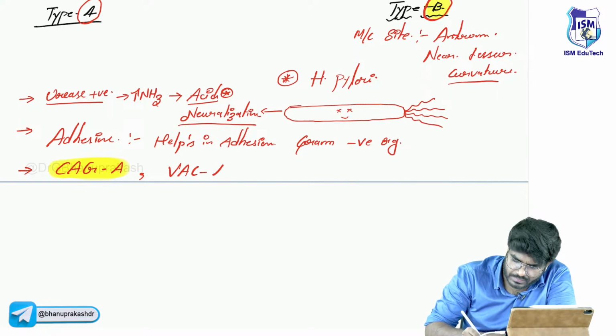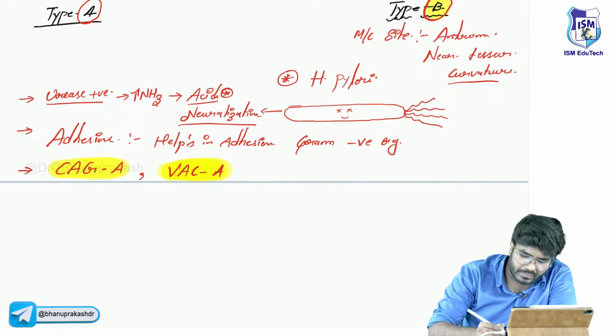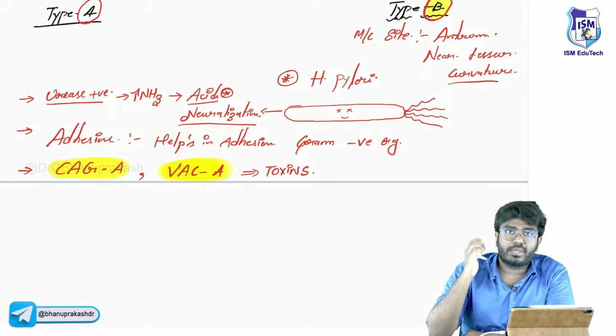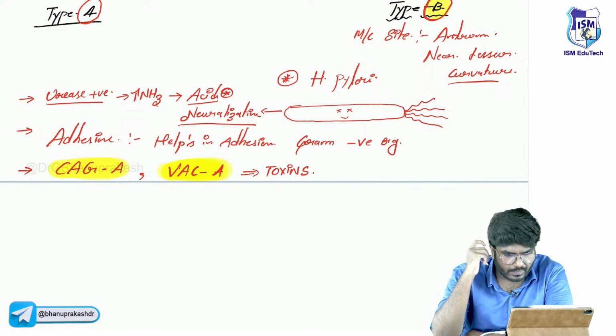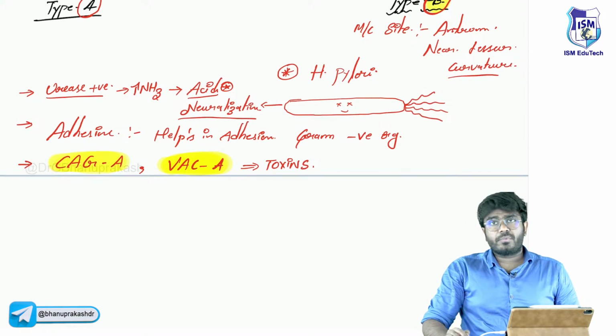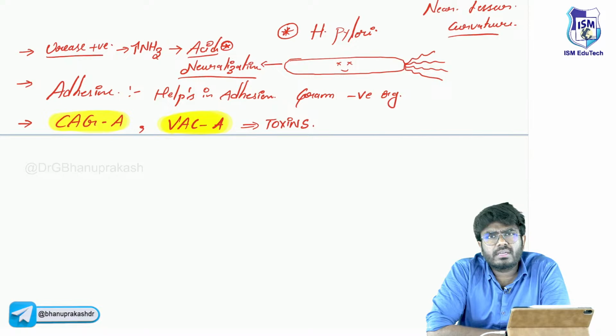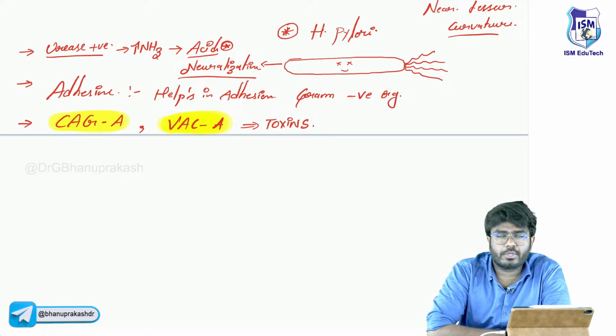CagA and VacA are the toxins produced by this organism. They cause gastric inflammation. Not only inflammation, these patients can also have ulcer formation. Ulcers can occur in the stomach, the peptic ulcers can occur as a consequence.